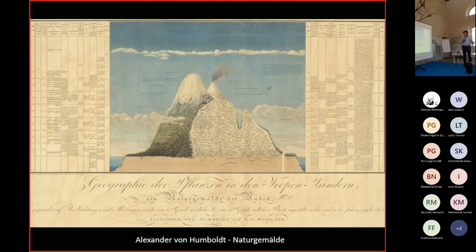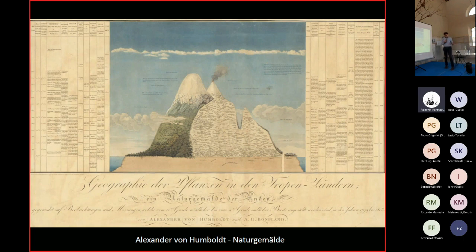But before doing that, I just want to show you, some of you probably know it already, the Naturgemälde, which is a drawing, one of the many versions of a drawing made by Alexander von Humboldt, who was the inventor of the modern concept of nature. At the beginning of the 19th century, he interpreted nature not as a machine, as it was done before with mechanicism, but rather as an ensemble of connected cycles and interactions. So this is a very modern view.